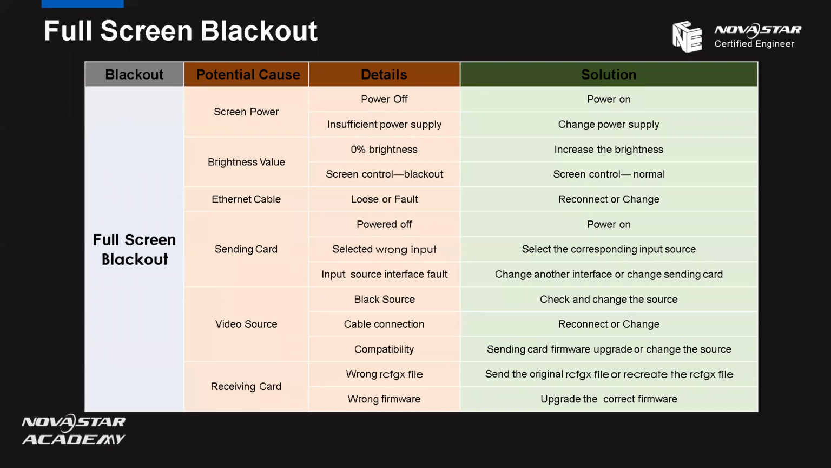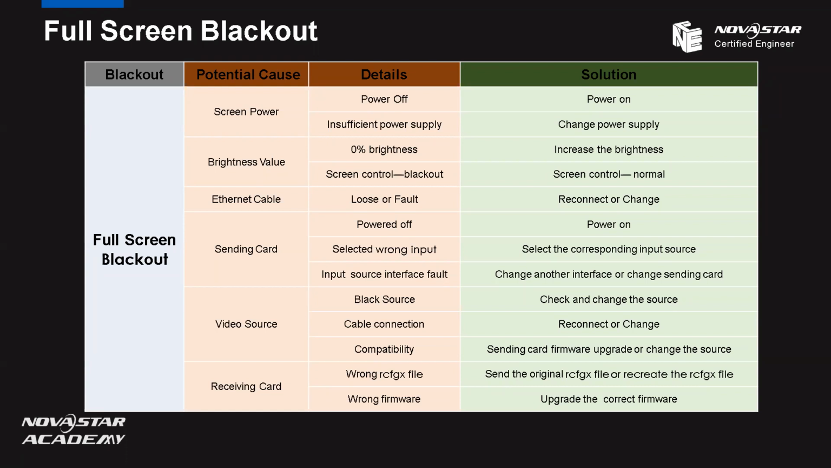The first one, and also the simplest one, is that we need to check the screen power. Make sure the screen power is turned on. And also we need to check whether the power supply has sufficient output voltage. So this is the first part. And the second part is the brightness value. A 0% brightness will also cause your LED screen to go black. So you need to manually increase the brightness to solve the problem if it's caused by the brightness.